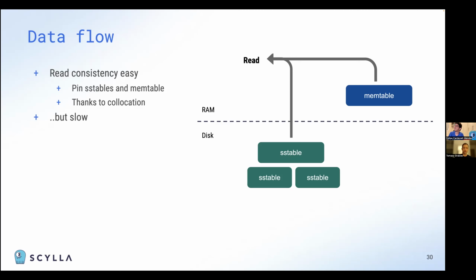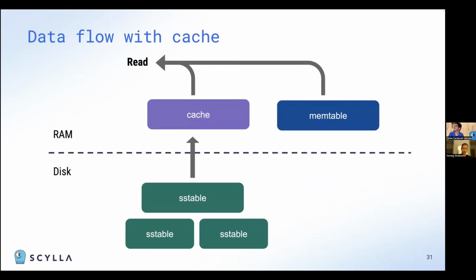But it's not very efficient because read has to go to disk. So an obvious way to fix that is to insert a read-through cache, which represents what is on disk, meaning SSTables. The cache is like a subset of the writes which are on disk, in memory.